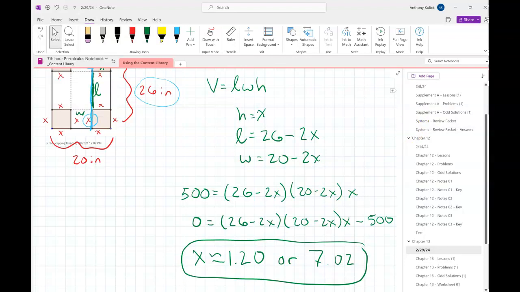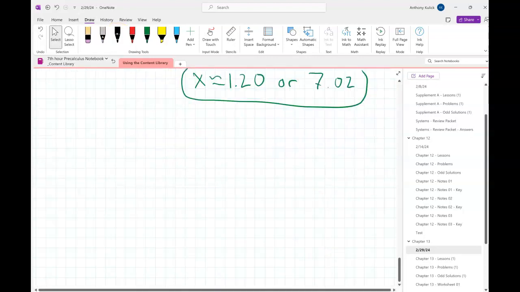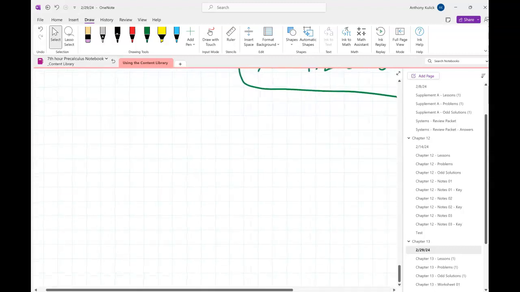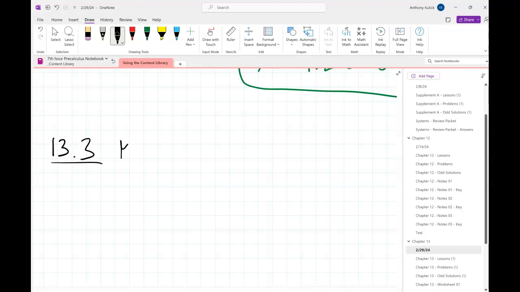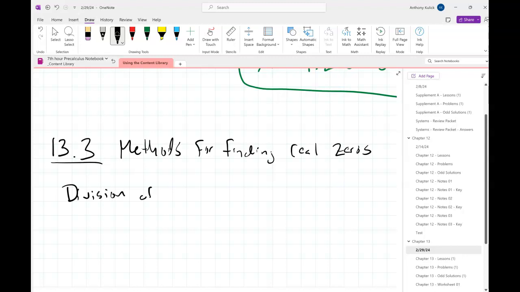All right. One final idea I want to do today, and this is just going to be part of 13.3. This is a pretty beefy section, so we'll do this over a couple of days. So what we want to talk about here is division of polynomials.